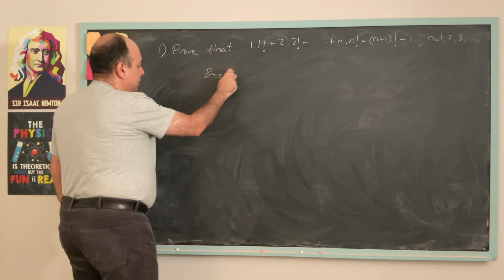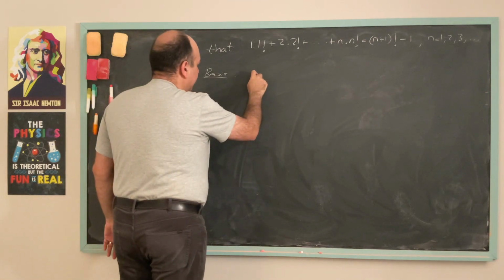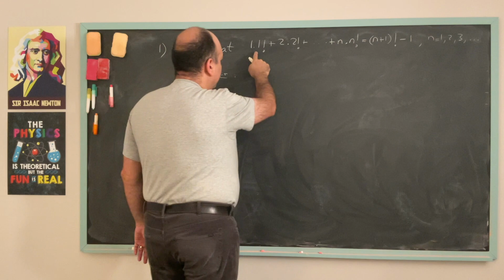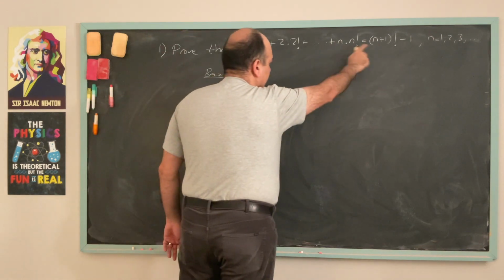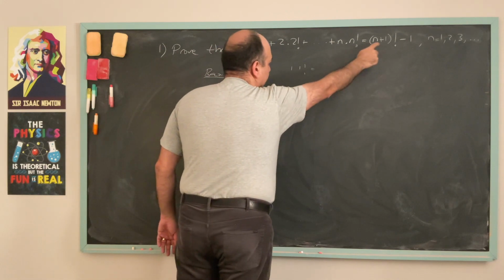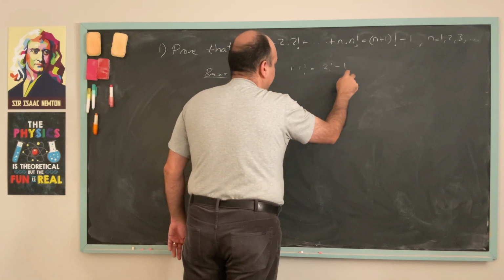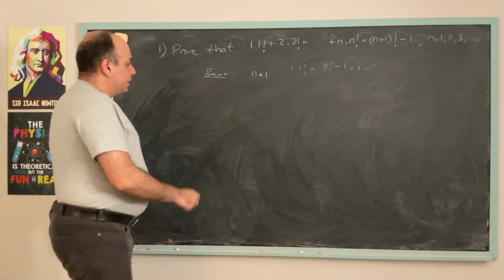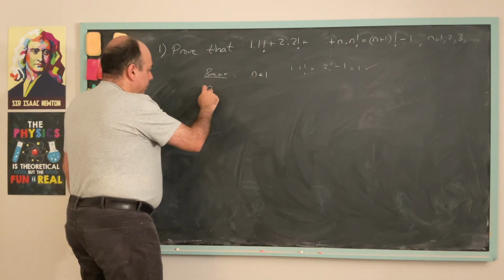Like the base condition. So what is the base condition here? N is equal to 1. So we check n is equal to 1, whether it satisfies this equality. So 1 times 1 factorial, is it equal to 1 plus 1, which is 2 factorial minus 1? Is equal to 1? Yes. So it checks out.